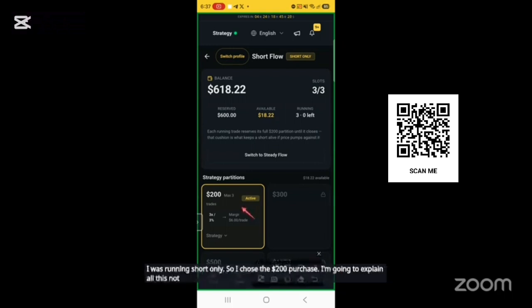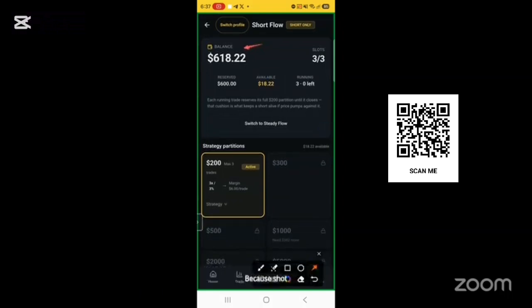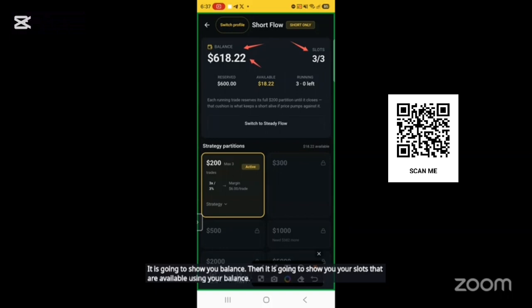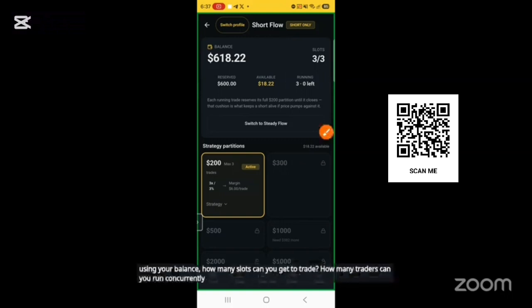Don't worry. When you reach this page, let's say it is your first time, what should you understand? Here it is going to show you the balance that you have on your futures account, because short only is for futures only. No spot here. Then it is going to show you your slots that are available using your balance. Using your balance, how many slots can you get to trade? How many trades can you run concurrently?